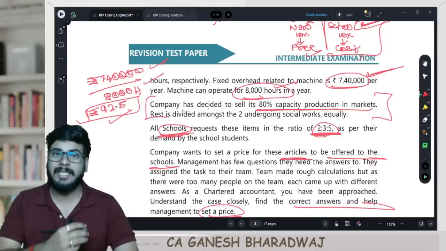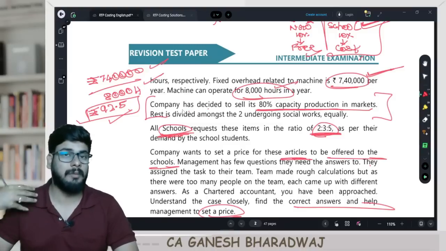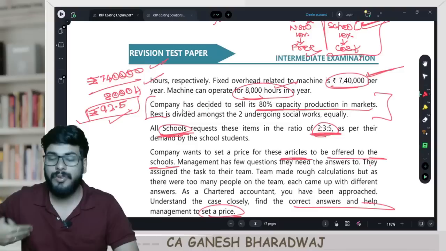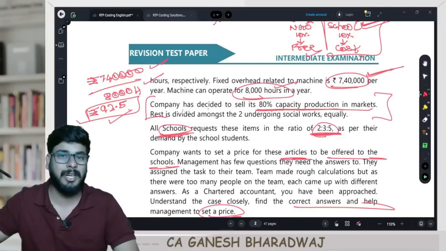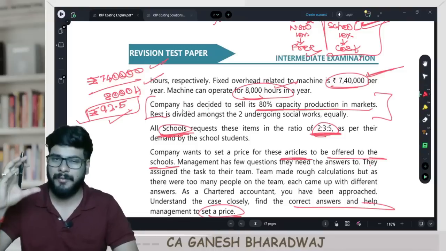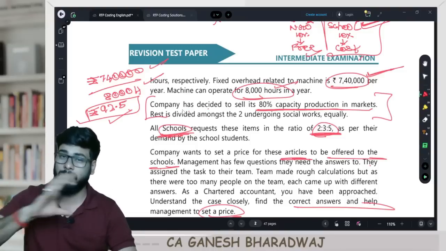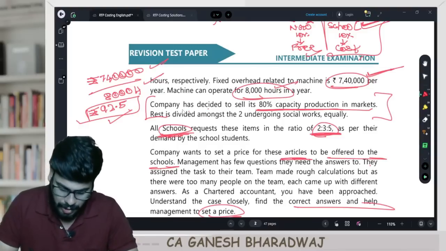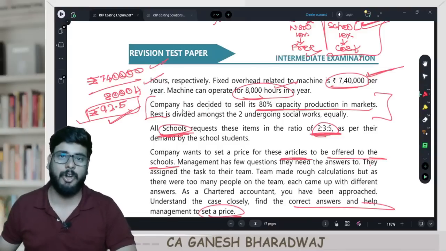Ideally speaking, this is a concept of absorption, because in your marginal costing, you will not unitize it, or you will not try to convert it into per hour or per unit with respect to the fixed component. Fixed component is always fixed. It remains in bulk only. That's why I said this is not a fully marginal costing question, right? So 92.5 rupees is the overhead cost per hour of machine operation.